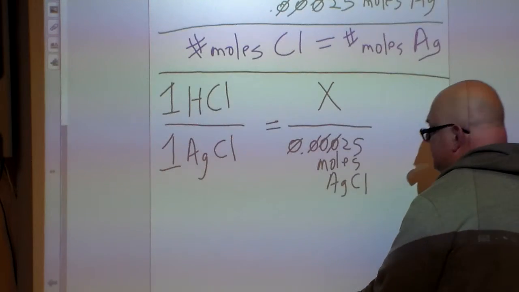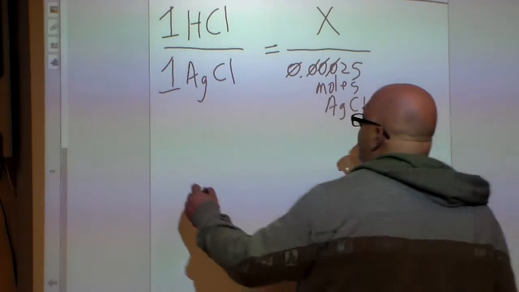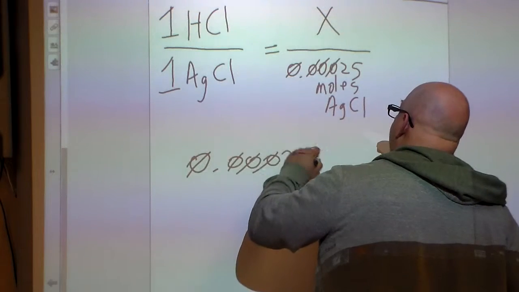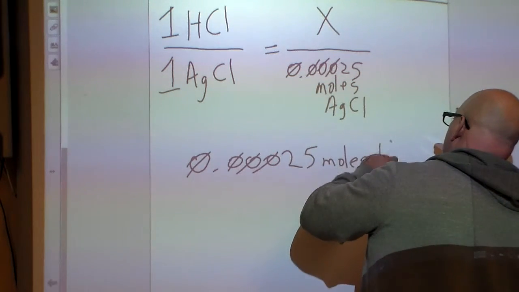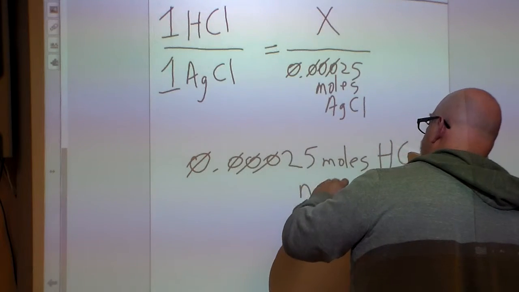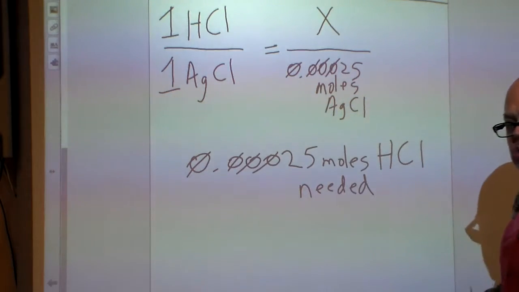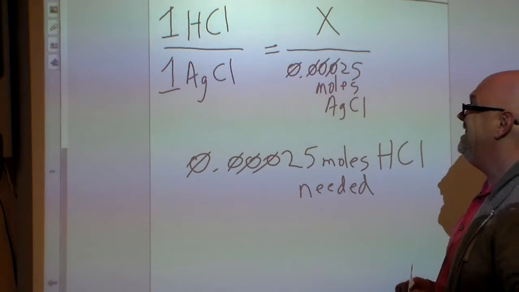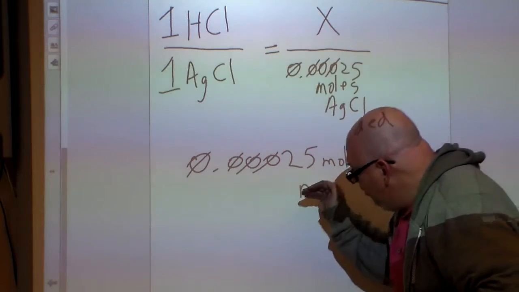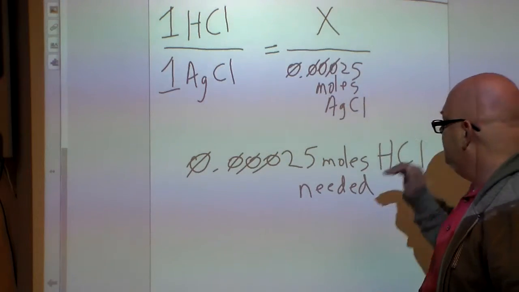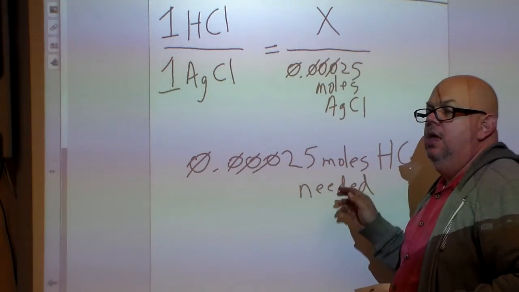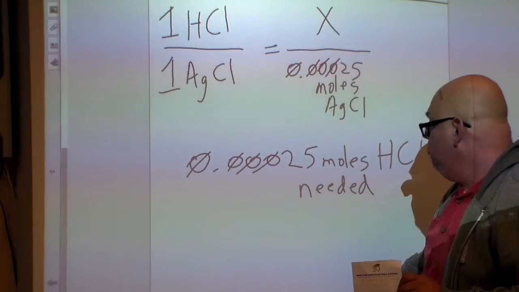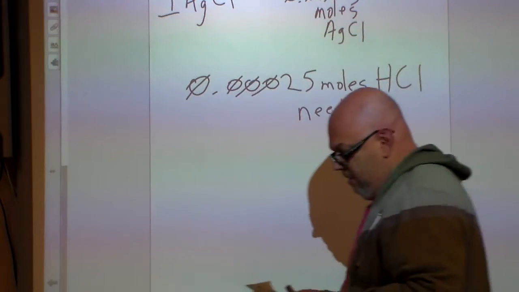That means our x, ladies and gentlemen, is 0.00025 moles of HCl needed. That's how much we're going to need to take out all the silver. That's the key thing. We need to have the same number of moles of silver and the same number of moles of chlorine. Where are we getting the chlorine from? The HCl. So now we have the number of moles of chlorine.